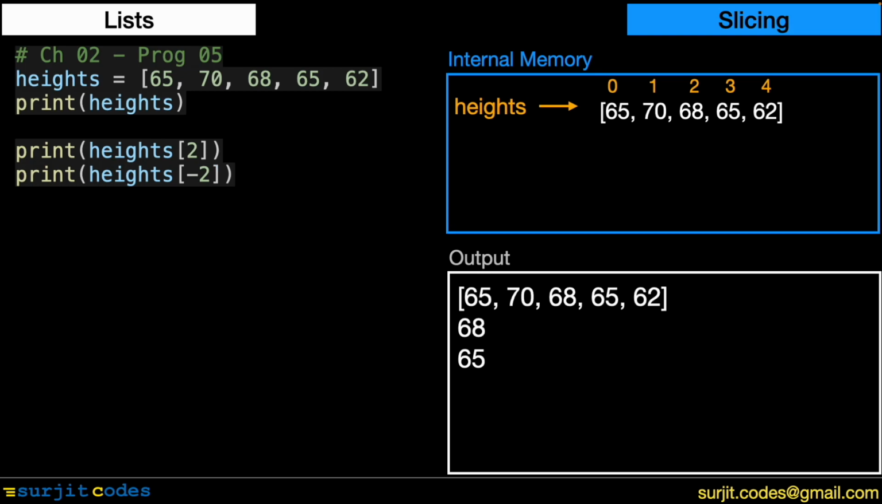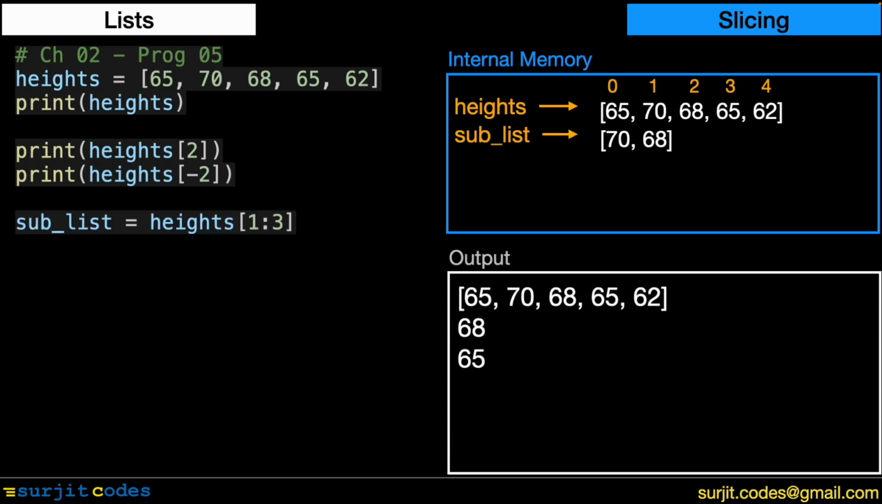We use negative index to get the element from the end of the list. print(heights[-2]) gives the second last item of the heights, that is 65. Slicing of a list gives its sublist. heights[1:3] with a colon in between gives a slice of the list that starts with item at index 1 and ends before index 3. So elements at indices 1 and 2 only are present in the sublist.